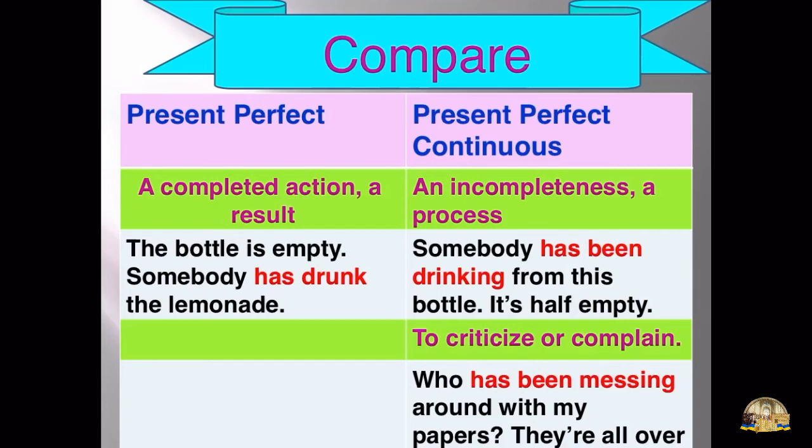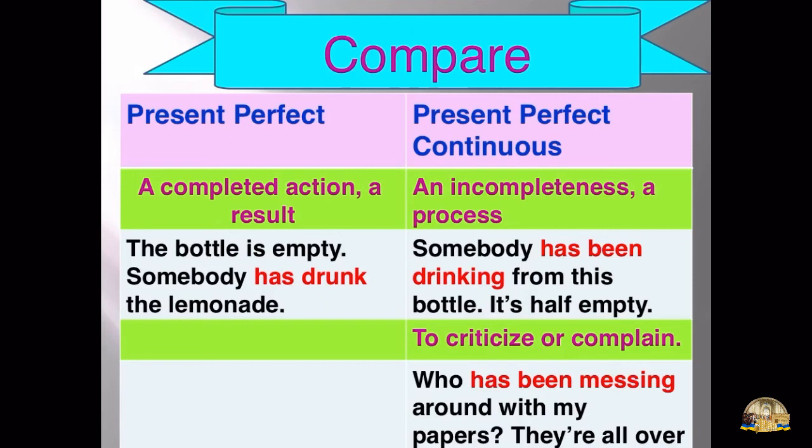Whereas the present perfect continuous shows us an incompleteness, an incomplete action, a process. For example, somebody has been drinking from this bottle. It's half empty. Half empty is the result of a process, but it is incomplete. Somebody has been drinking from this bottle, but somebody can be still drinking from this bottle. And then it will be the completed action. The bottle will be absolutely empty, but it can happen only in the future. Now it is half empty.